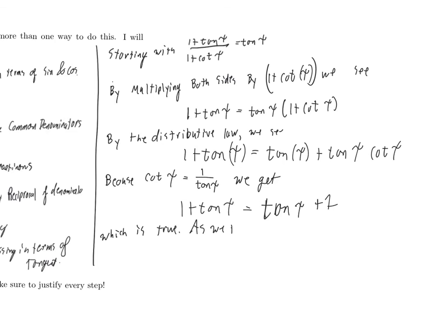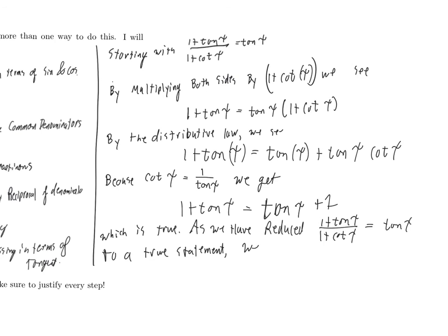As we have reduced 1 plus tangent psi over 1 plus cotangent of psi equals tangent of psi to a true statement, we have proven 1 plus tangent of psi over 1 plus cotangent of psi equals tangent psi is an identity. Cool.